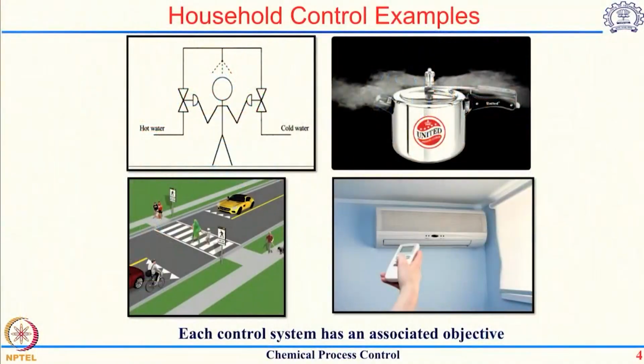So, in the end, through all these 4 examples, you can see that every control system has an associated objective with it. If you take the shower example, here we want to maintain the temperature and flow rate. In the case of the cooker example, we want to maintain the pressure. In the case of crossing the road, we want to cross the road safely without getting hit, or in the case of an air conditioner, we want to maintain a constant temperature.